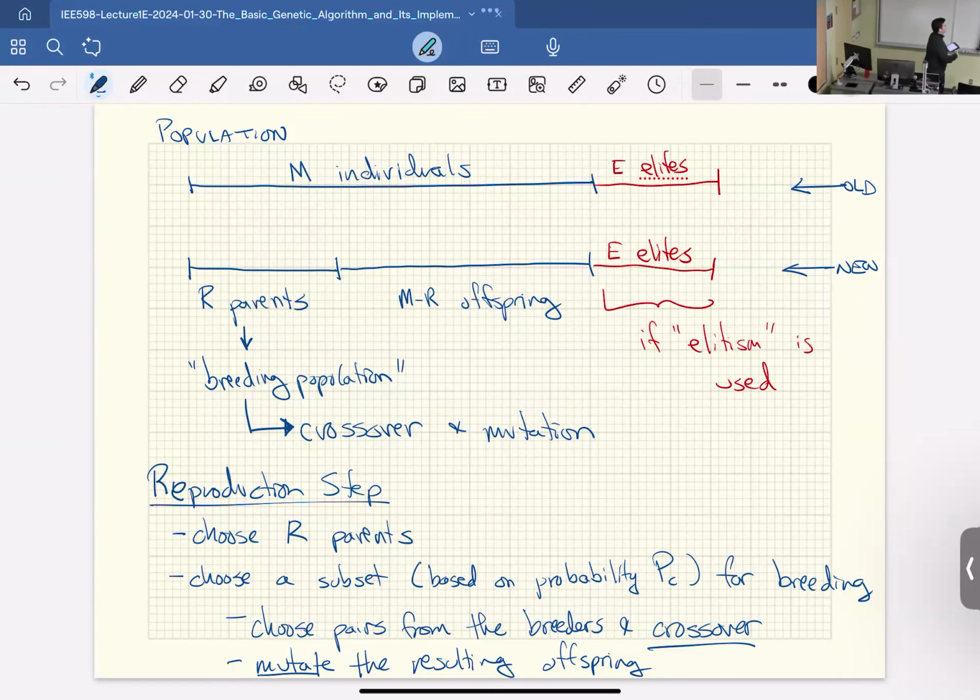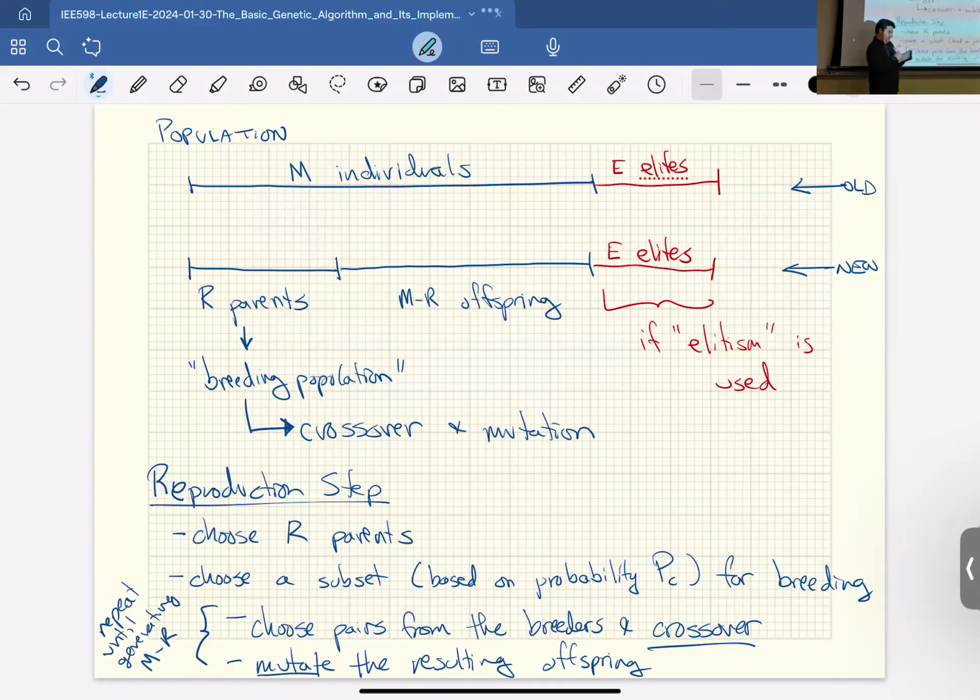You just fill them out. So this is a hyperparameter R. M is a hyperparameter. So you're saying some fraction are always the parents, and then the rest you do this process until they're filled. So this here is repeat until generating M minus R offspring.